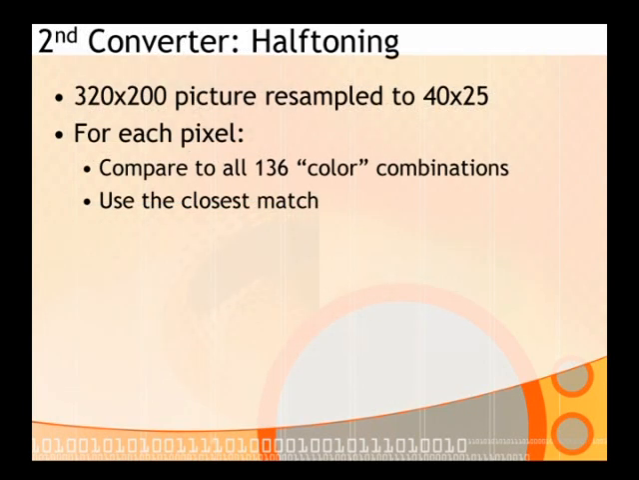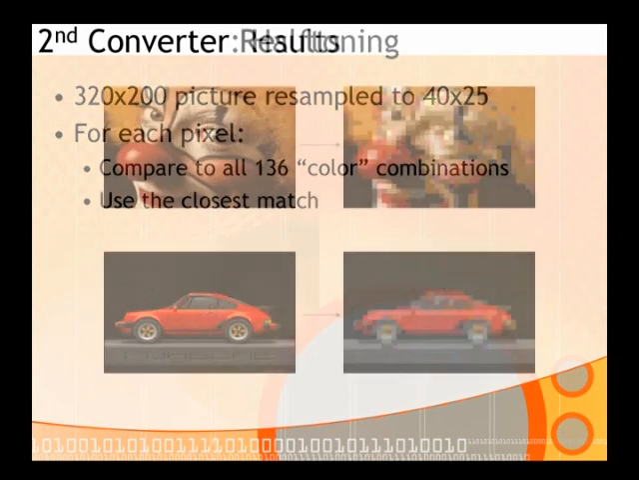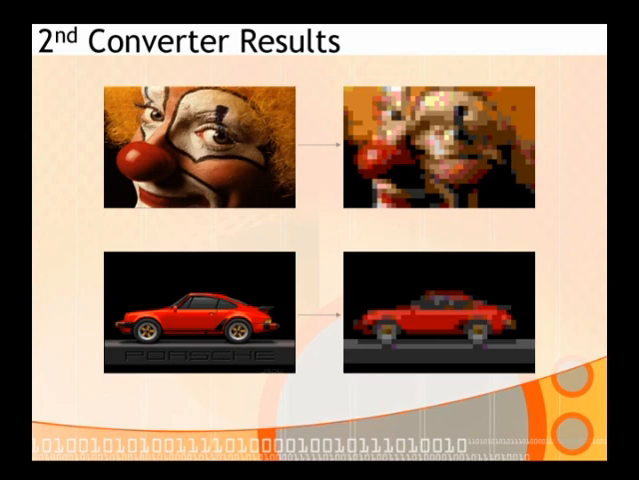So that one was really easy to do. The process was resampling the 320 by 200 picture down to 40 by 25. So I had exactly one pixel to one character pixel lookup to do. And you resize it, and then you use the closest match. Well, the colors are better, but it looks like ass.